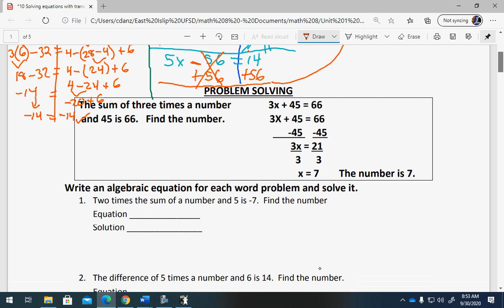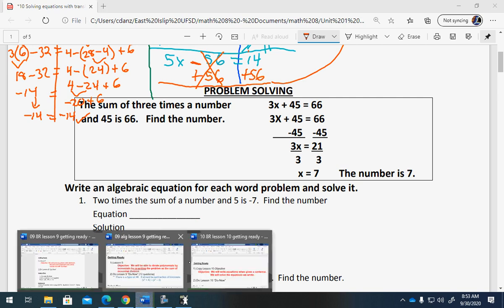And this is just like a sample problem for you that you can refer back to, but we're going to do all of the writing of the equations together in class. Let's look at what my plan is.